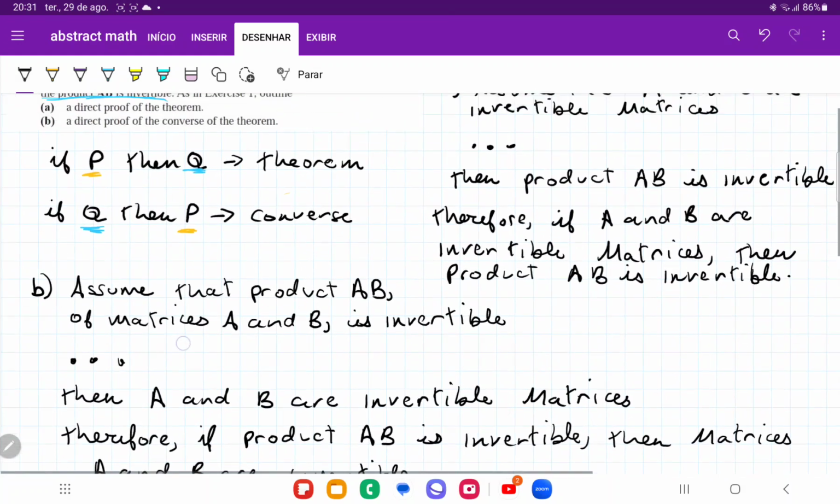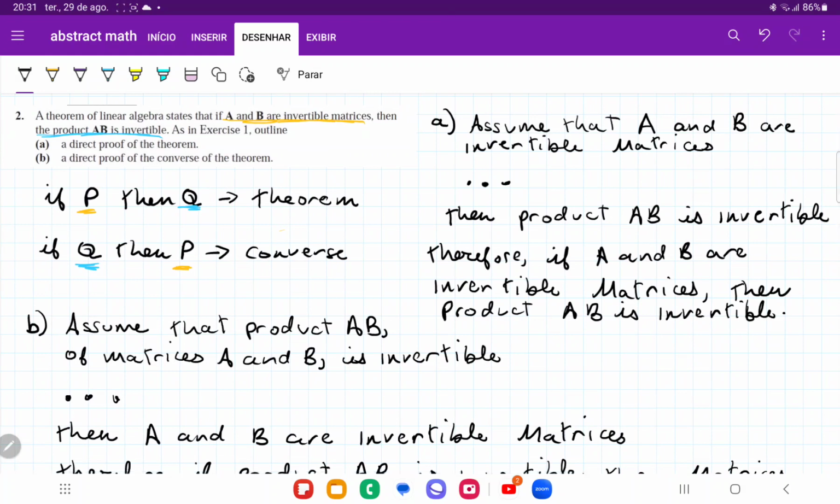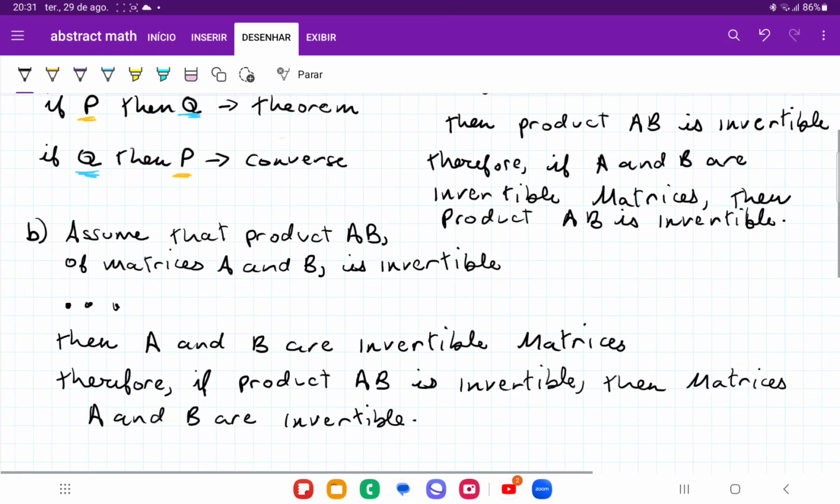Okay, so we've done a direct proof both of the theorem and of the converse of the theorem. So the theorem, we just assume P and show Q, and the converse, we assume Q and show P. Now, we haven't done the proof, we've just done an outline, and that is it for number 2.